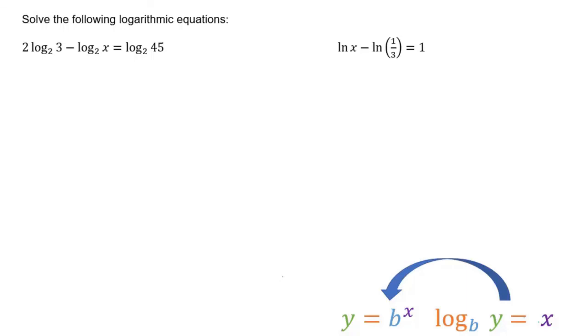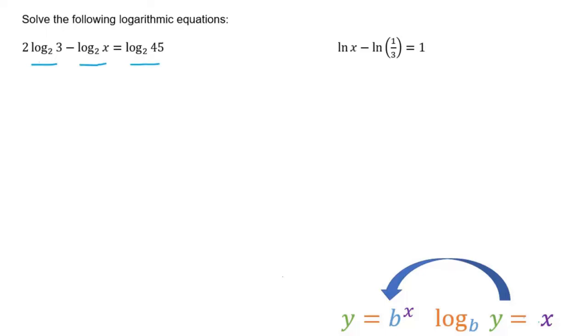Let's dig into solving logarithmic equations. I have 8 questions, but this first one is a little bit unusual. It's the only one out of the set that has a logarithm in each term. So we have 2 times the logarithm of 3 to the base 2 minus the logarithm of x to the base 2, and we're told that's equal to the logarithm of 45 to the base 2.